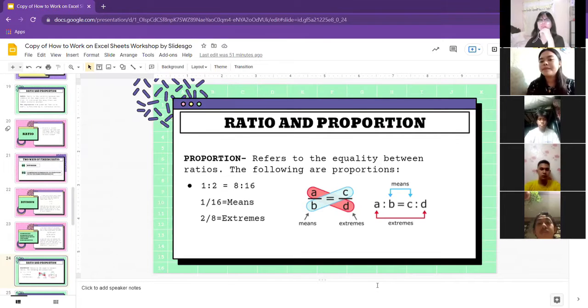In this topic, we will be talking about proportion. Proportion means referring to the equality between ratios. The following are proportions: 1:2 equals 8:16.